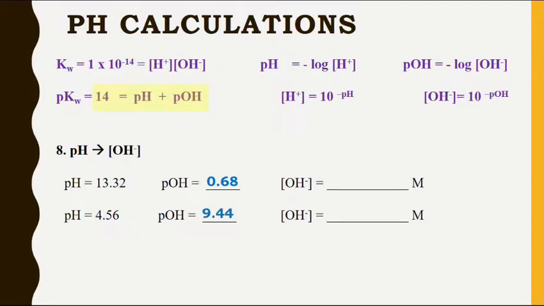And now these numbers are ready to do our 10 to the negative pOH in order to find those OH concentrations. So 10 to the negative 0.68 is 2.09 times 10 to the negative 1, and 10 to the negative 9.44 is 3.63 times 10 to the negative 10.